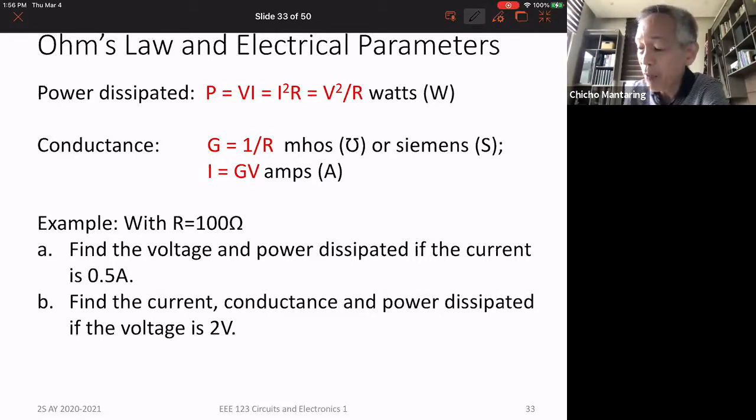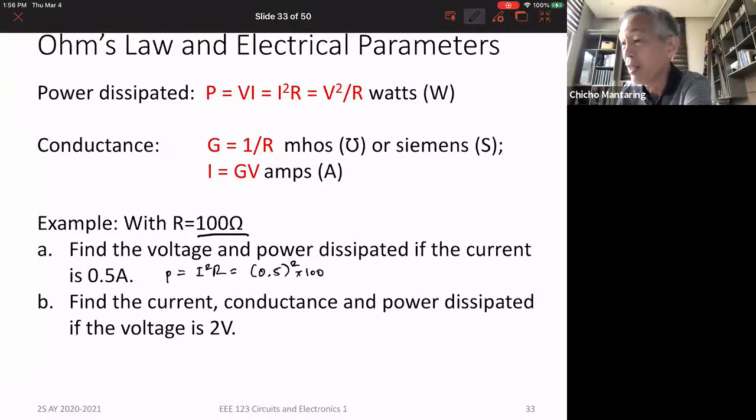Okay. So find the voltage and power dissipated if you have a resistor of 100 ohms and the current is 0.5. So it's easy. Here P is just equal to I squared R. So this is 0.5 squared times 100, which is 25 watts. What is the voltage? The voltage V is just equal to IR. So the voltage is 0.5 times 100, which is 50 volts. Another way of computing power is voltage times current. Your current is 0.5, your voltage is 50, so you get 25 watts.